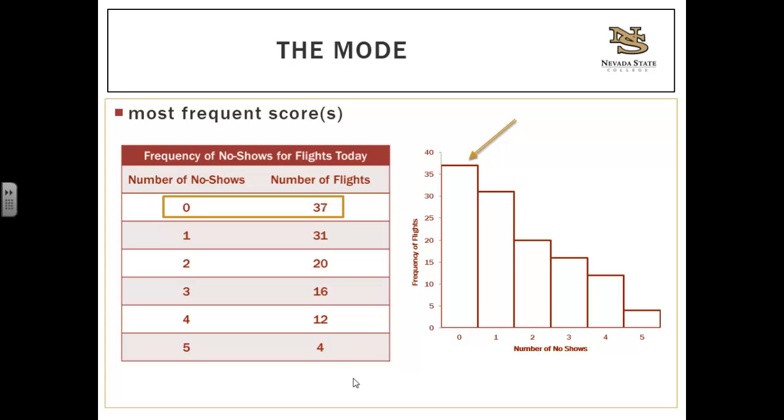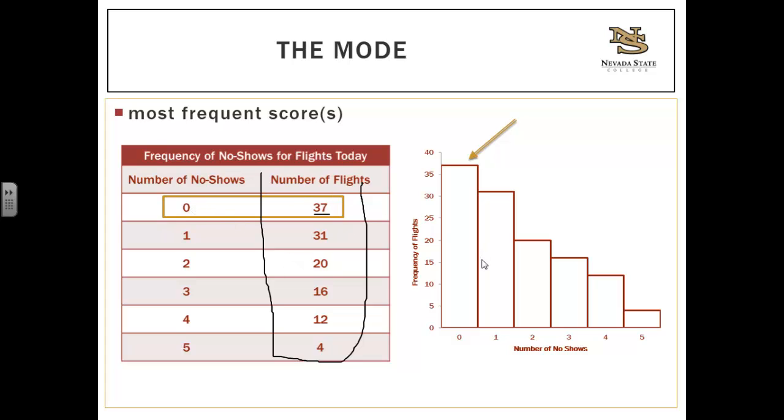Now the mode is pretty straightforward and simple. The mode is just the most frequently occurring score in your data set. So if you have it in your frequency distribution table, look at your frequencies and figure out which number is the highest. It's pretty clearly 37, the highest frequency. And what score occurs 37 times? 0. So 0 is our mode.